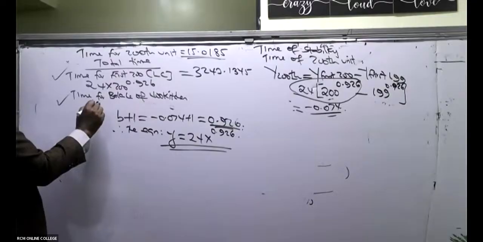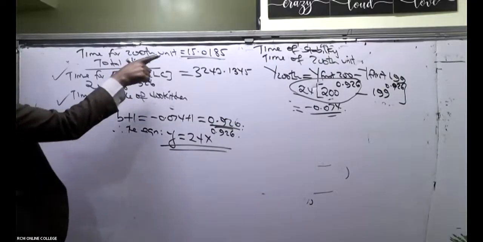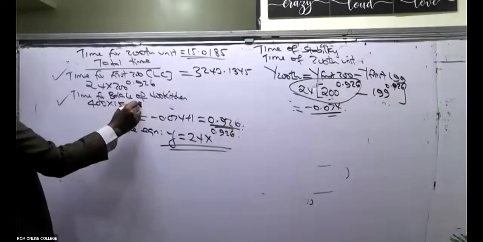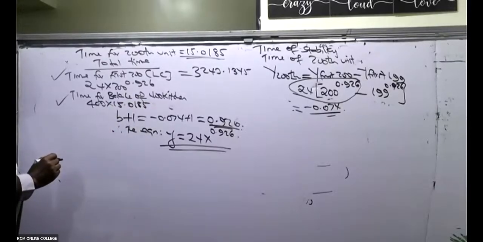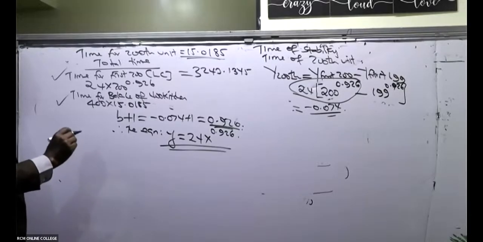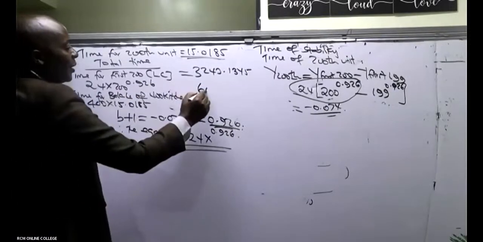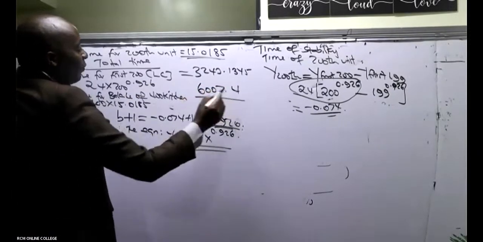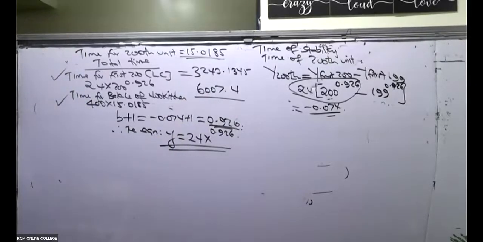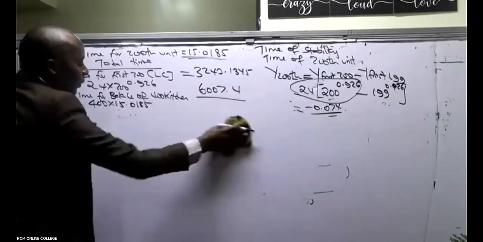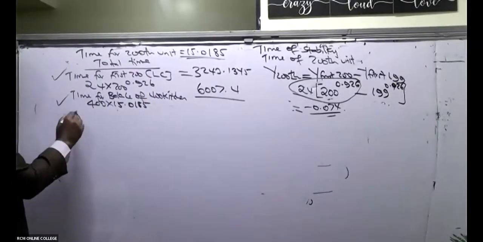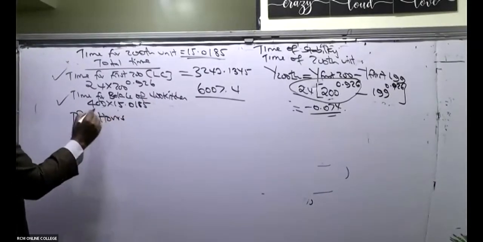So now remember, this comes after we have stabilized. After we have stabilized, each kitchen will take that 15.0185. No learning anymore. So 400 times 15.0185, this will give me what figure, somebody here? 6,007.4. And therefore the total hours will be how many?